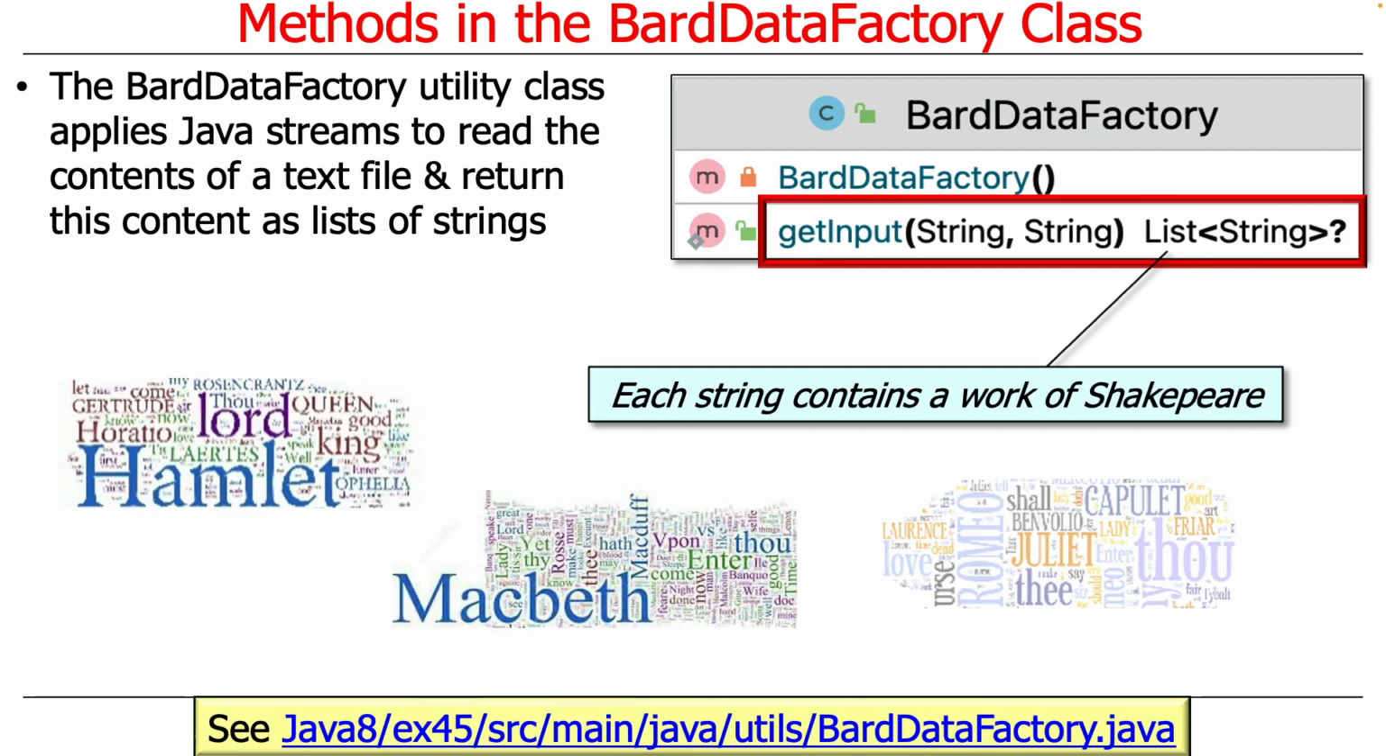So let's first start by talking about the BardDataFactory. If you recall, the Bard is the nickname that they gave to William Shakespeare, the Bard of Avon. And this is a class that's going to use Java streams to read the contents of a text file containing the works of Shakespeare, and then return this as a list of strings. And each string will have a work of Shakespeare in it.